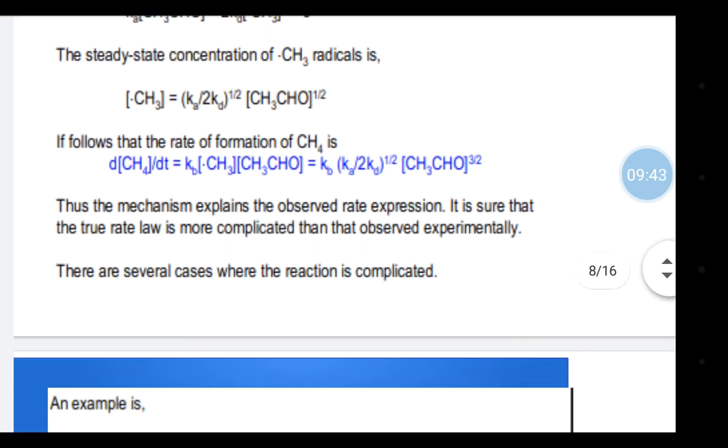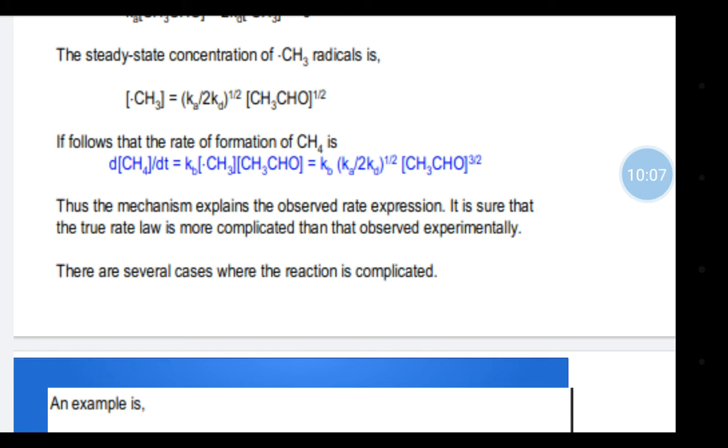Now, this mechanism thus explains the observed rate expression. And it is sure that the true rate law is more complicated than what is observed experimentally. So that's all with the thermal decomposition of acetaldehyde.